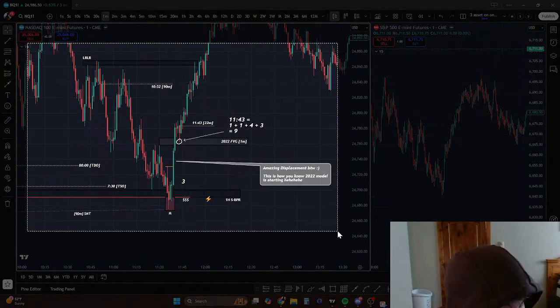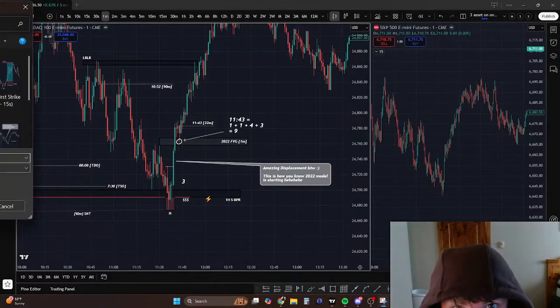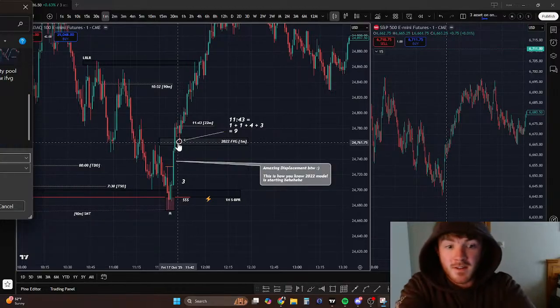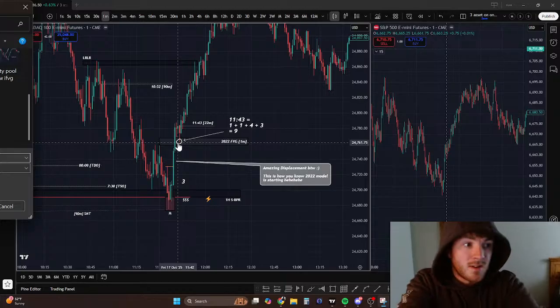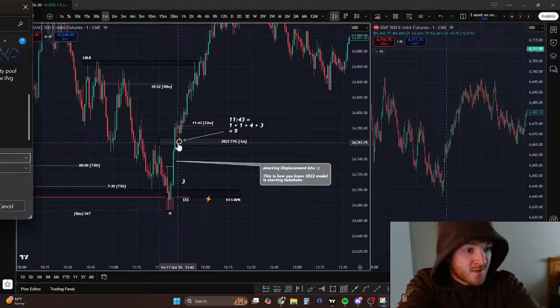So, yeah, wow. Crazy stuff. I'm going to go ahead and screenshot this. 11:43. 2022 fair value gap, 1 minute. Number 1. This is the first image of it.